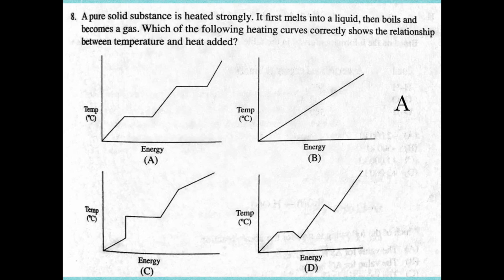So let me explain what's happening if you'll look at A really quickly. You start off at 0, 0, right at your origin. You start off with a solid that's really cold. As you add energy to that solid, the temperature increases, and it's going to increase until it reaches that first shift where it plateaus off. That plateau happens at the melting point, where it goes from a solid and becomes a liquid.